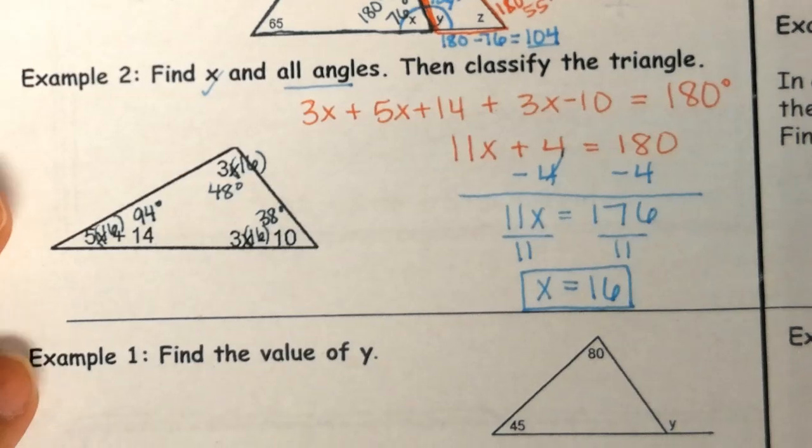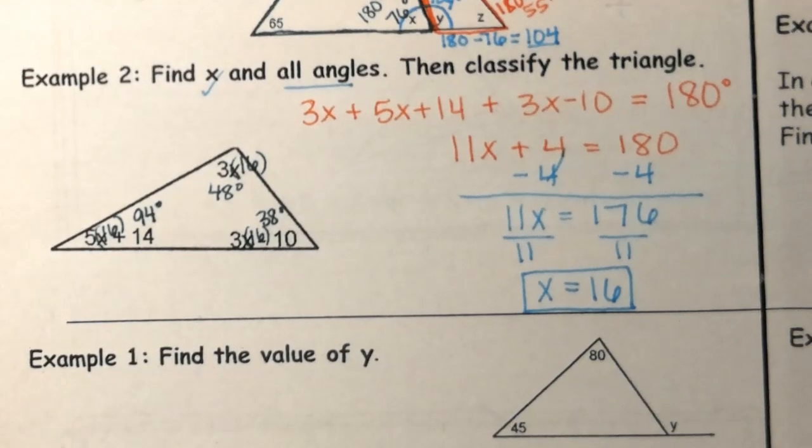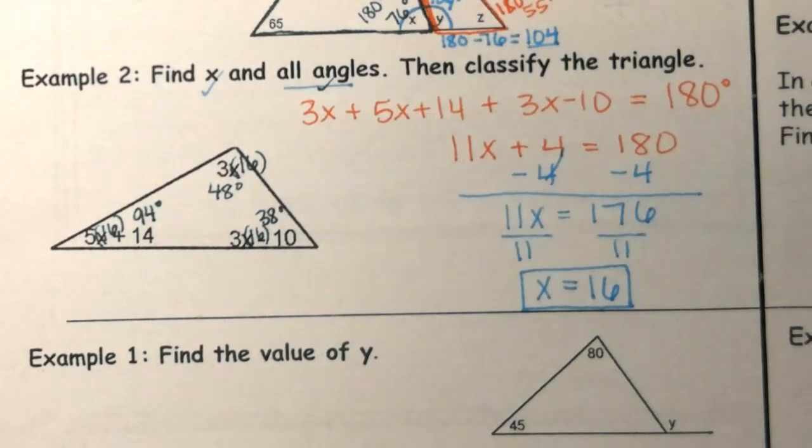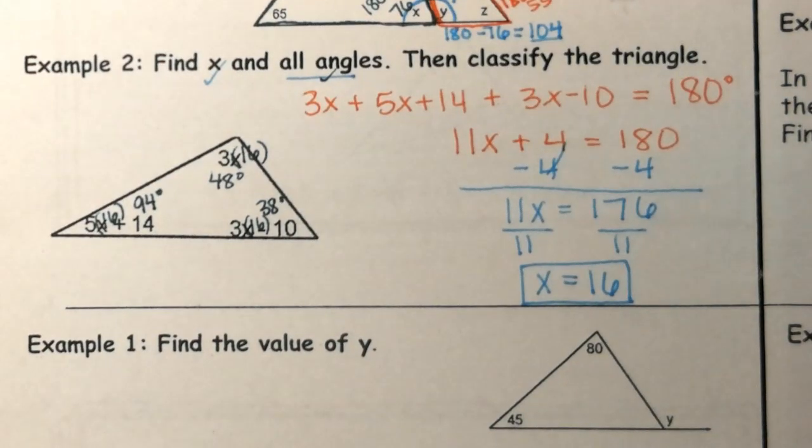Please check to make sure these add up to 180 so you know you're on the right track. I would hate for you to do all of this and then you accidentally made one little error. Do they add up to 180? They do? Okay. So we still didn't answer all the questions. We found X, we found all the angles. Then it says to, how do we classify this?